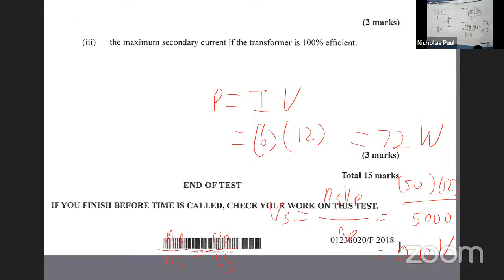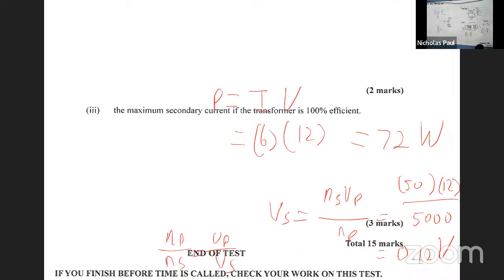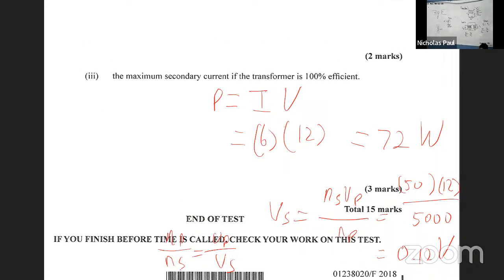Last part. Find the current in the secondary if it's 100% efficient. If it's efficient, what does that mean? Efficiency means no energy loss, so power in the primary is equal to power in the secondary. So we know the power in the secondary is also what? 72. Hurry up, find the current fast, and we're done.